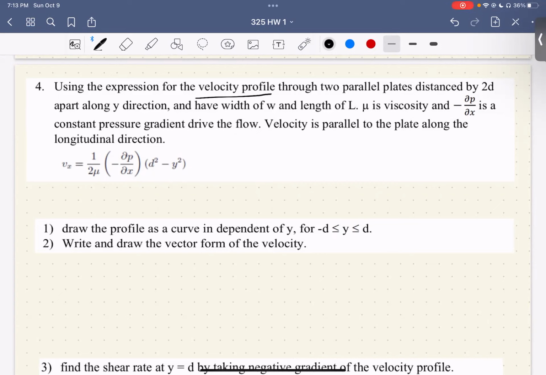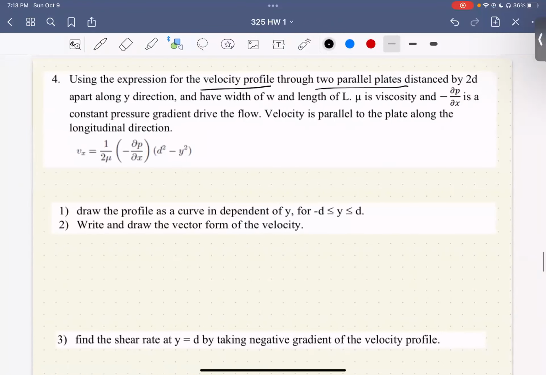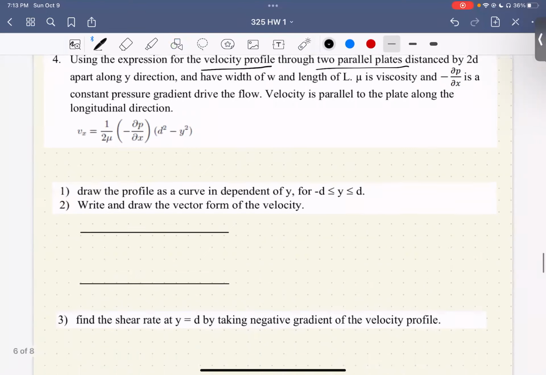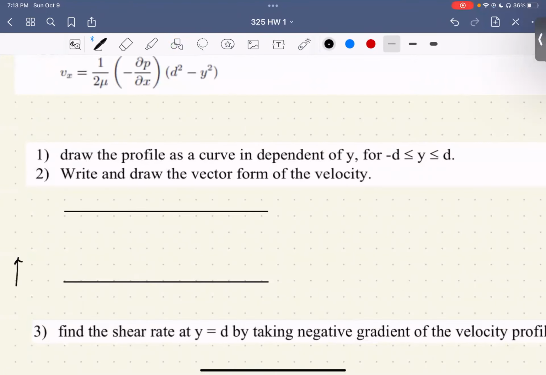So there are 2 parallel plates. What I like to do when it's a question like this is to just draw it out. So let's draw 2 parallel plates. That's 1, that's 2. There we go. Okay, so we have 2 parallel plates distanced by 2d apart along the y direction. So let's just remember this is the y direction. That means the distance right here between these 2 plates is 2d.